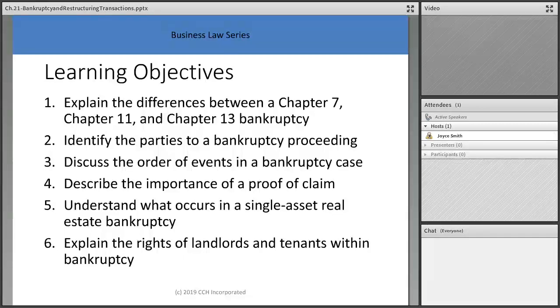Identify the parties to the bankruptcy proceeding, discuss the order of events that happen. We're going to talk about the importance of a proof of claim. We're going to talk about what occurs in single asset real estate bankruptcy, and then we're going to explain the rights of landlords and tenants within a bankruptcy.